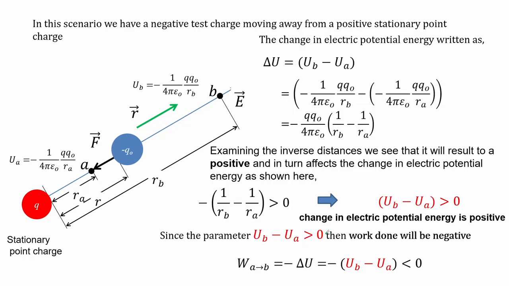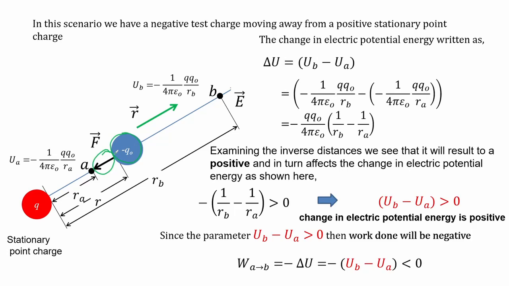For this case, we replace the test charge with a negative test charge, which will have an opposite sign to the positive stationary point charge. The force direction will change and it now points towards the stationary point charge, and this force is now an attractive force. Now let us examine the change in electric potential energy.